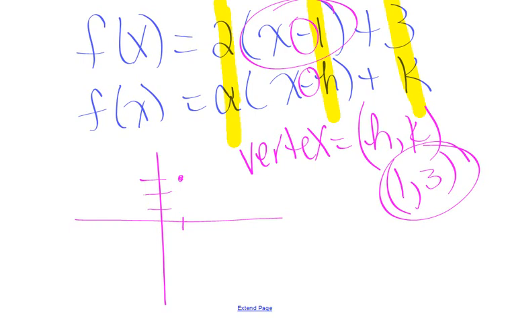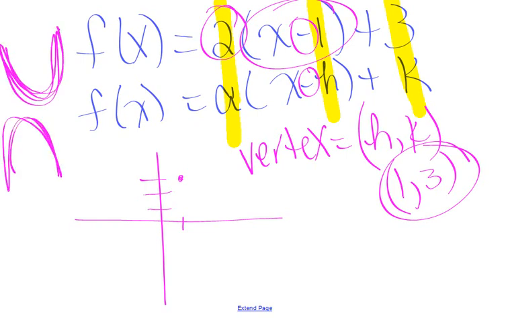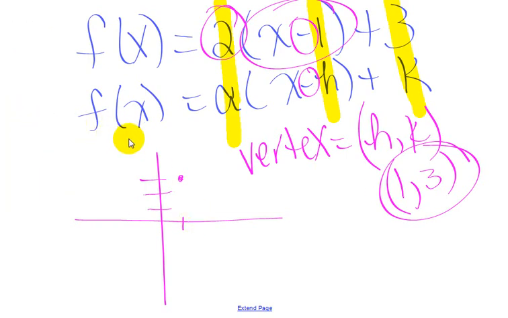Let's look at our a value. A is positive, so we know it's going to be a right side up, or a smile parabola. A negative makes a frown, an upside down parabola. But we know this one's positive, so it's going to be right side up. Or opening upwards is probably the more proper thing to say.